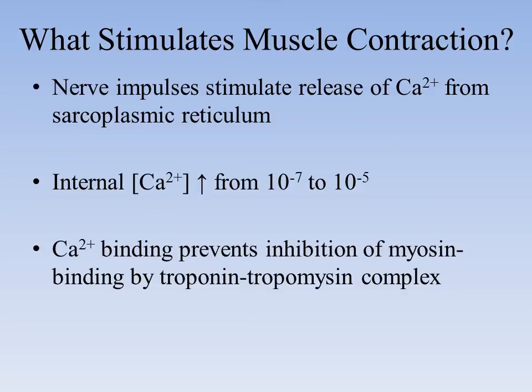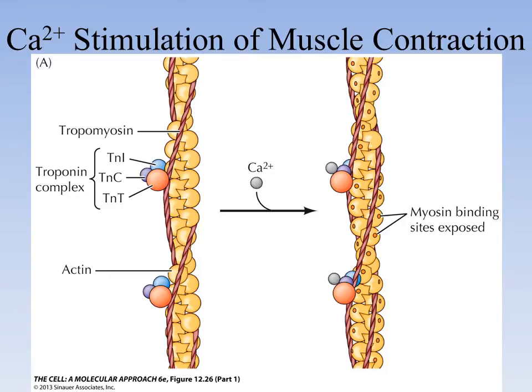Calcium is then going to bind, and that's going to prevent inhibition of myosin binding by what's known as the troponin-tropomyosin complex. So the increase of calcium prevents the inhibition of myosin by the troponin-tropomyosin complex. So myosin is not inhibited, and now myosin binding can occur.